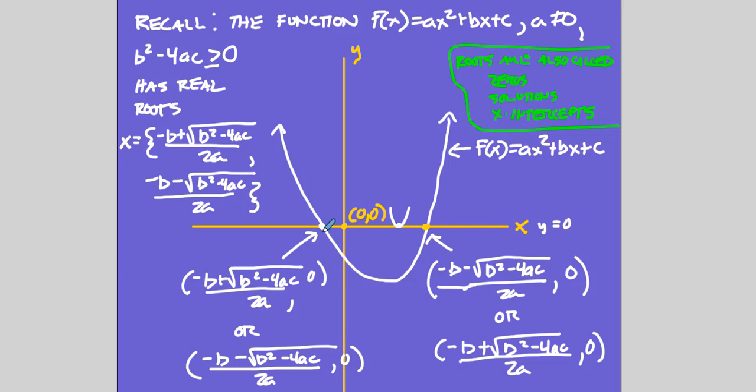So the coordinates of the roots are going to be negative b plus or minus square root of b squared minus 4ac over 2a, comma 0. Negative b minus the square root of b squared minus 4ac over 2a, comma 0. So these could be interchanged right here. This is the root to the left, and this is the root to the right. But these could be interchanged. It all is going to depend on the values of b, a, and c.